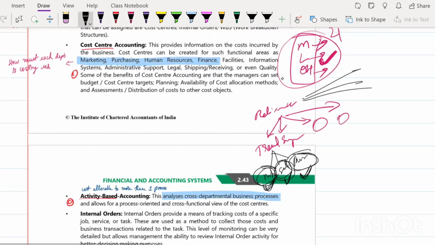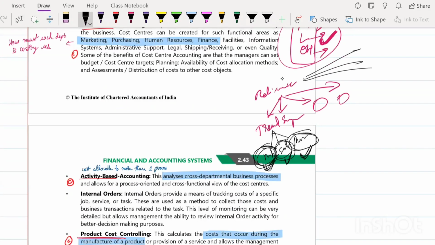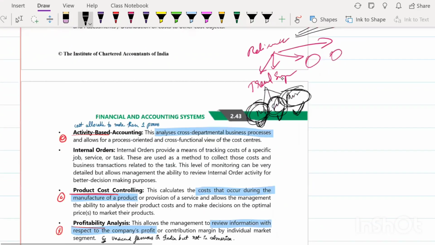So that control you have to keep. That is your cost center accounting. That is, each one of these is a cost center. Each one of these is a cost center.